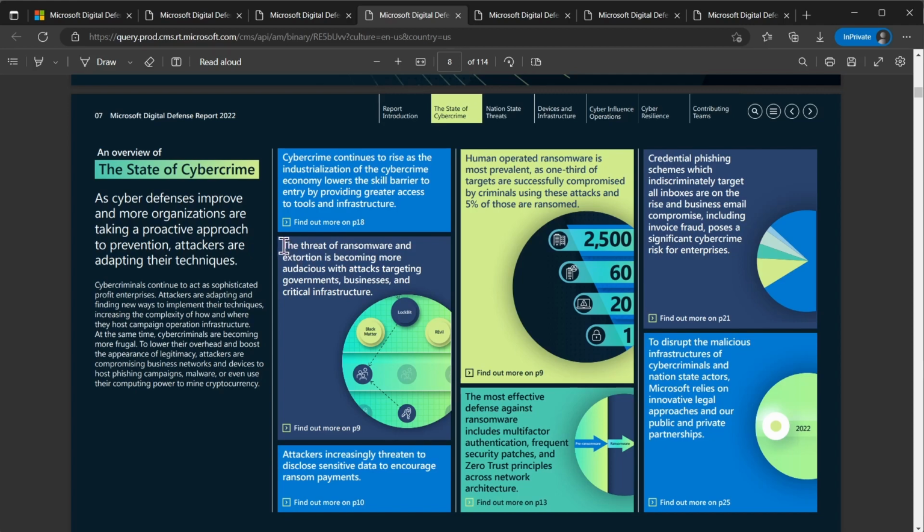Now, the modus operandi, or how attackers are performing their attacks, is changing a little. So, the threat of ransomware and extortion is becoming more audacious. Like you see reported here, attacks are targeting governments, businesses, and critical infrastructure. There are a number of geopolitical things going on in the world that actually lead to this finding, as you can see and dive deep down into the report. But just think of what's going on within Europe, right? How that impacts critical infrastructure from a cybersecurity perspective, for example.